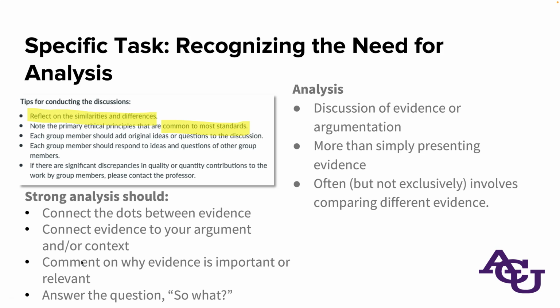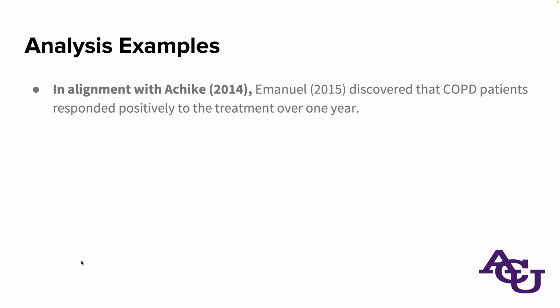And strong analysis will connect the dots between this and give evidence to your argument. So if you're saying, oh, this is common to this, or here are these key differences between that, that's telling us, the reader, what we should be paying attention to, of what is important. You want to be answering the question, so what, how, or why is this significant? Now, here's some examples of analysis.